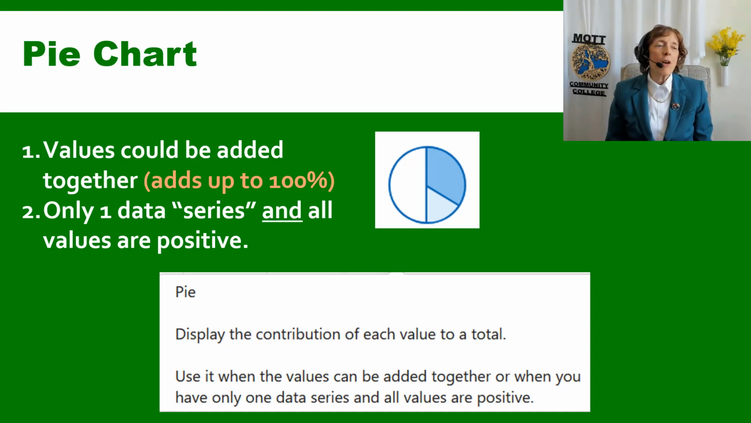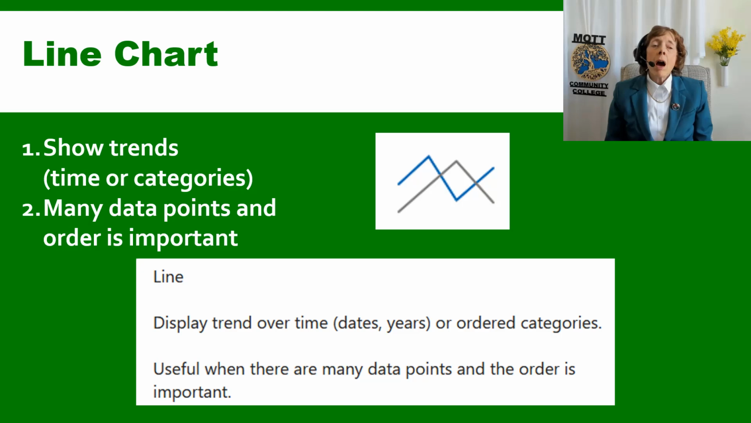So anyway, all the values have to be positive. A fourth kind that you might use sometimes is called a line chart, and it shows trends over time or trends of money or trends of something over a series of somethings.